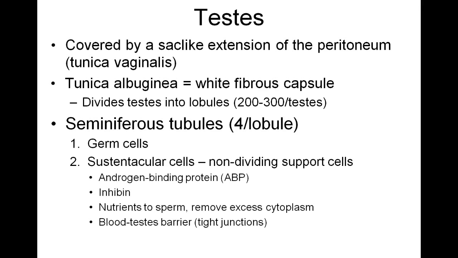So what happens is we have these tight junctions that are going to protect the sperm and the testes from the blood. We can get the nutrients in, but they're not going to touch the immune cells.